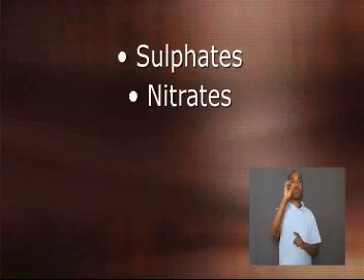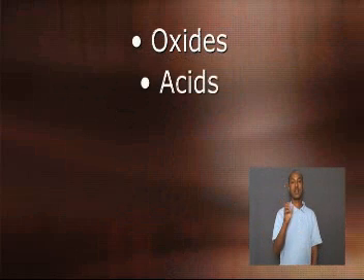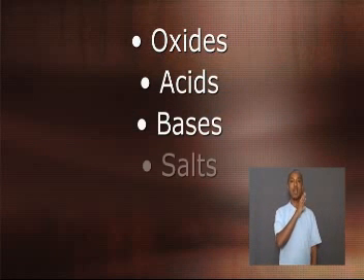One more way that inorganic compounds can be classified in terms of their composition is according to the groups they contain. For example, inorganic compounds may contain sulfates, nitrates, or carbonates. There are 4 different groups of inorganic chemicals that we will be learning about in this unit, including oxides, acids, bases, and salts.